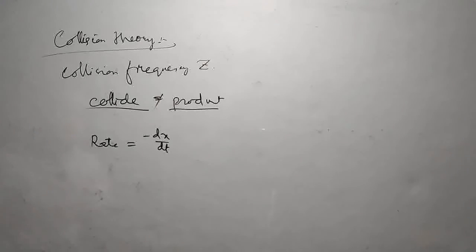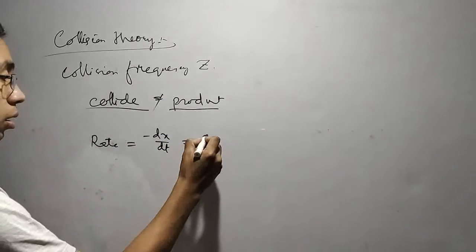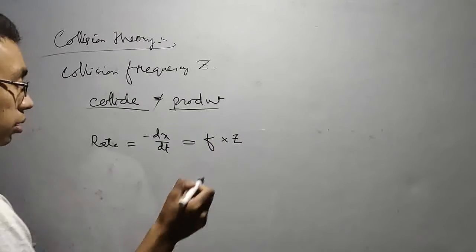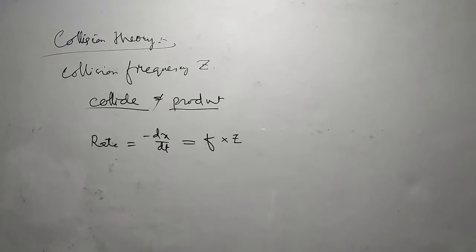Okay, so we can write rate = F × Z, where F is the fraction of effective collisions and Z is the collision frequency. Then the next topic is the dependence of reaction rates on temperature.